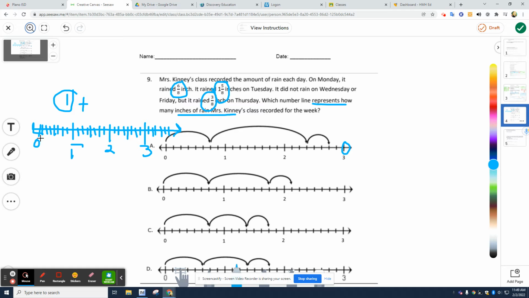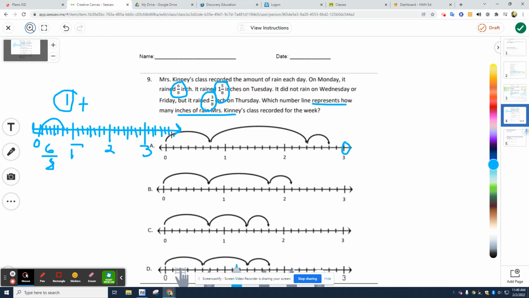So the first one is 6/8. So 1, 2, 3, 4, 5, 6. My first scoop is 6/8. I'm going to label that. You always want to label everything. Then my next one is 1 and 5/8. So that's kind of tricky.